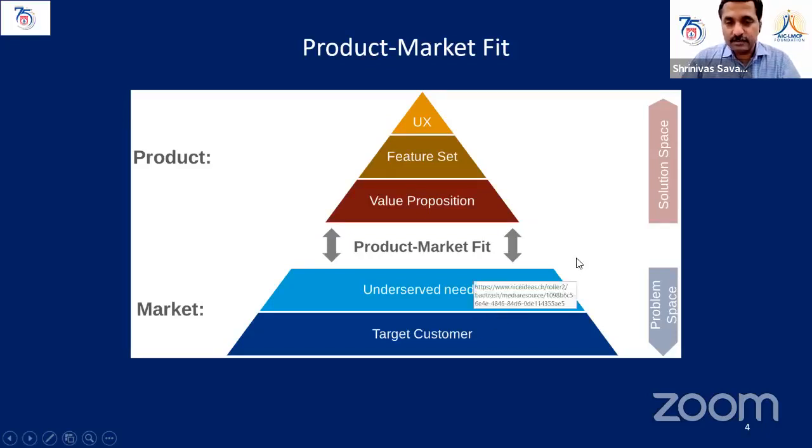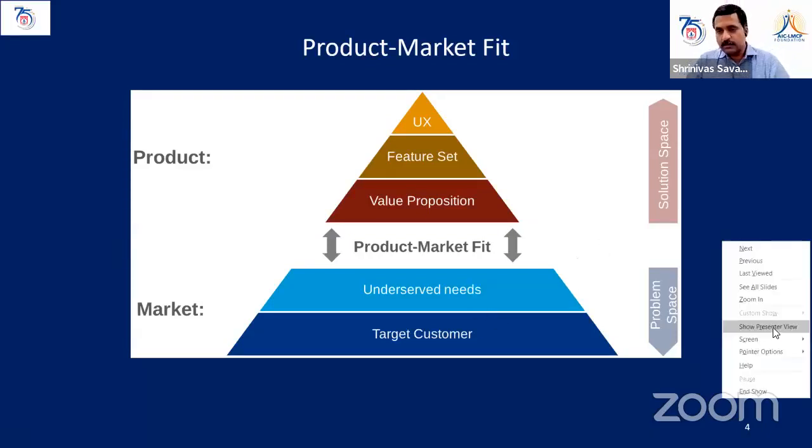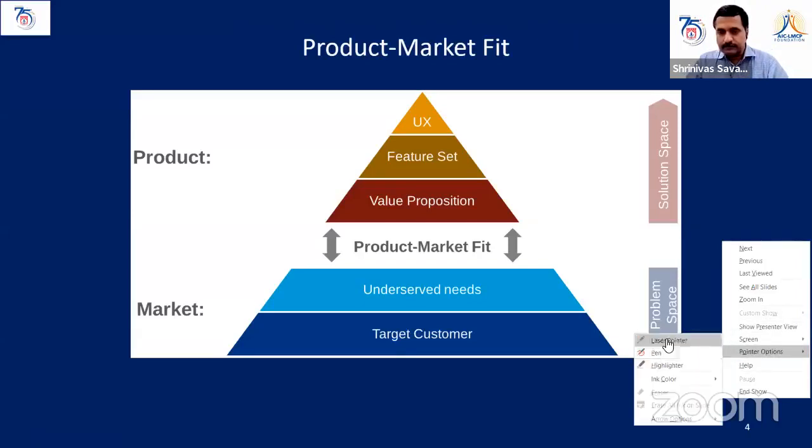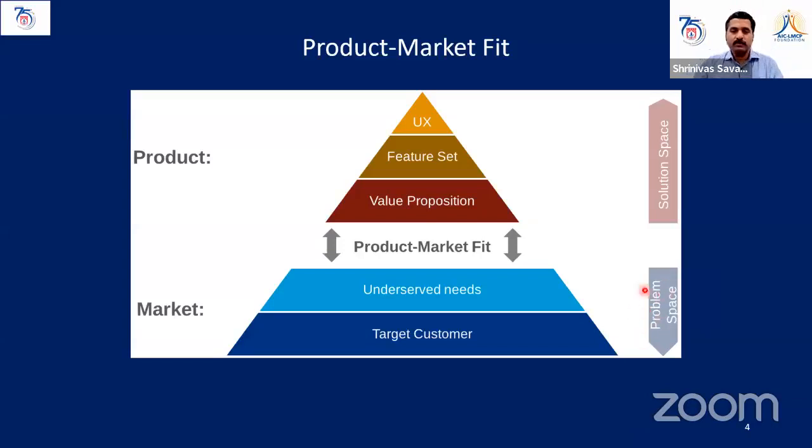And if you see here, I'll just use a cursor. Yeah, so there are two phases. One is the problem phase or the problem space, and another is the solution space, right? So problem space is the market. So we are looking at the target customer and what are the underserved needs of the customer, or what the customer is looking for. So this is the problem statement, and you are trying to bring a solution or a product to meet the needs of the customer, and that's where you call it the product addressing the queries or the needs of the customer. That is product market fit.